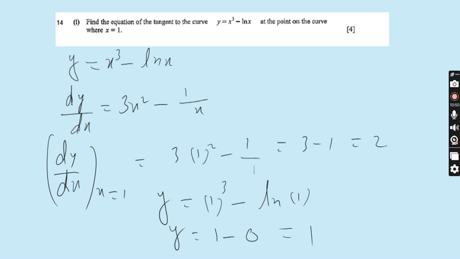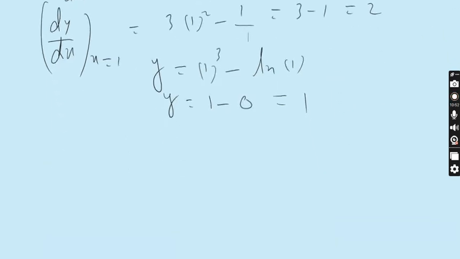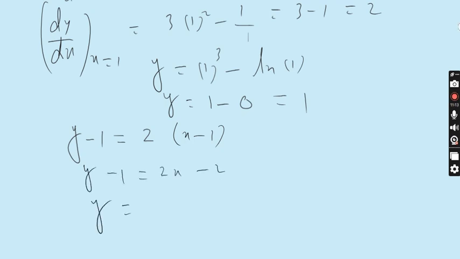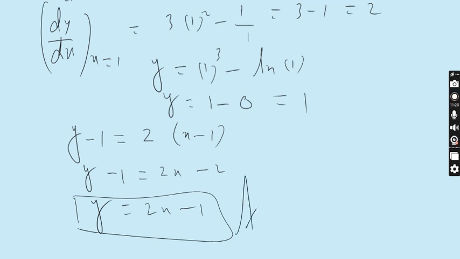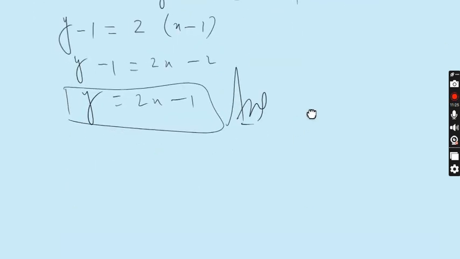Hence, the equation of tangent is y minus y1. y minus y1, that is y minus 1, is equal to m, the gradient, which is 2, times x minus x1. x1 is also 1. Hence, the final answer is y minus 1 equals 2x minus 2, or y equals 2x minus 1, shifting over here, plus 1. Minus 2 plus 1 is minus 1. So this is our final answer, the equation of tangent. Move to the next part.